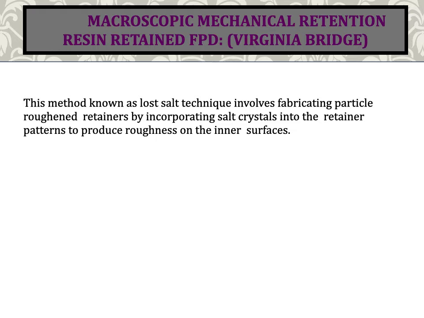The next in resin bonded bridges will be the macroscopic mechanical retention resin retained FPD, or the Virginia bridge. This method, known as the lost salt technique, involves fabricating particle roughened retainers by incorporating salt crystals into the retainer patterns to produce roughness on the inner surfaces.